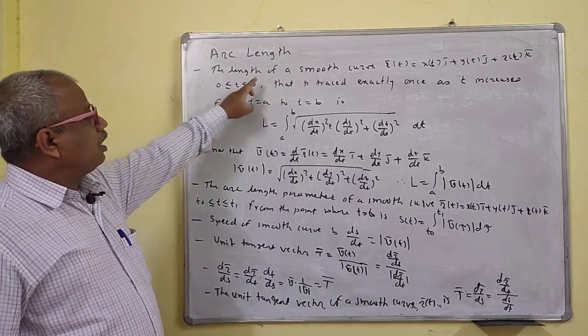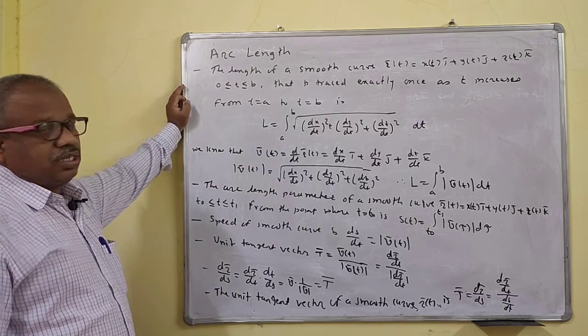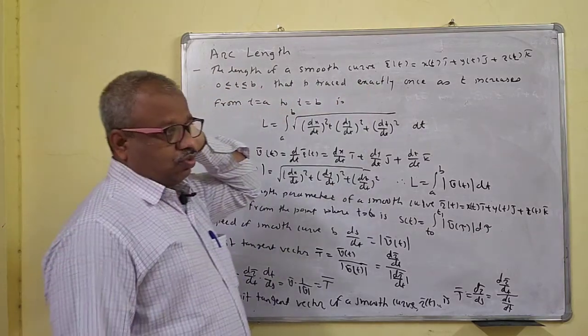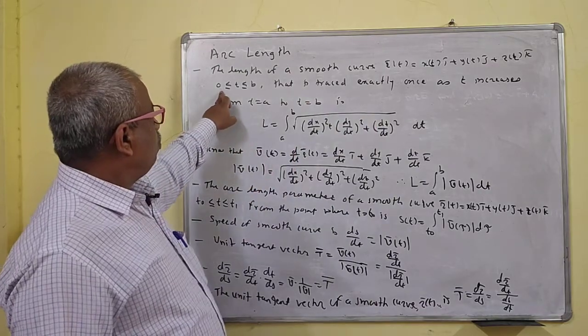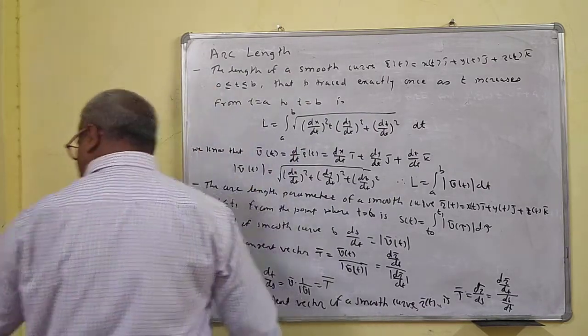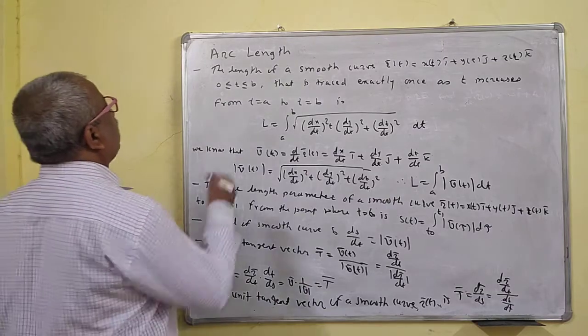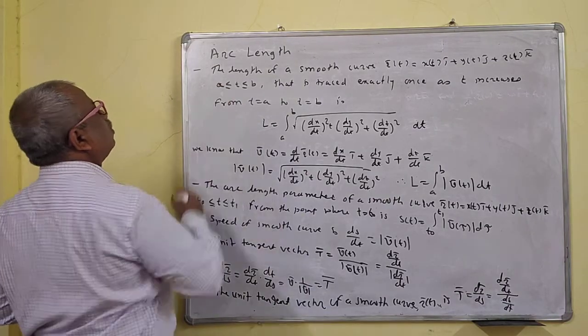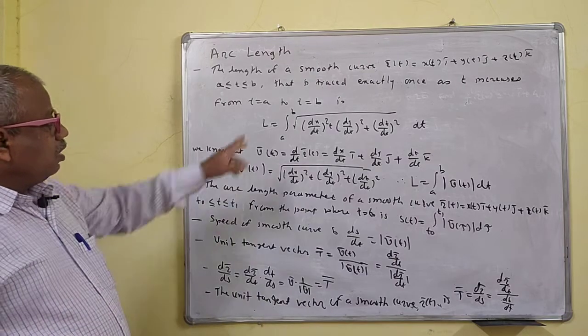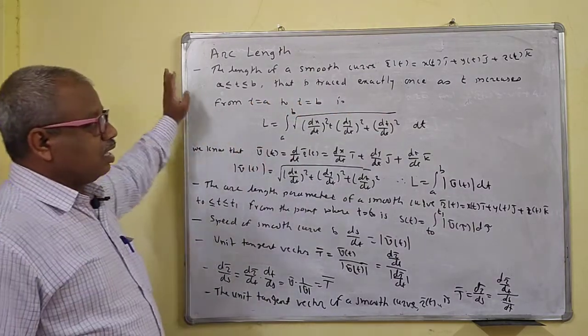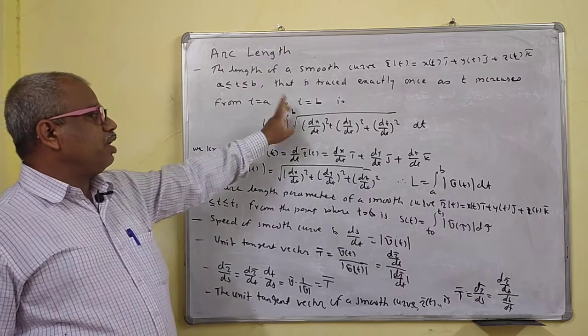The length of a smooth curve r bar of t. You know what is meant by a smooth curve? Its derivative is continuous and not 0. So t lies between a and b, that means on the closed interval [a, b], and the curve is traced exactly once as t increases from t equal to a to t equal to b.